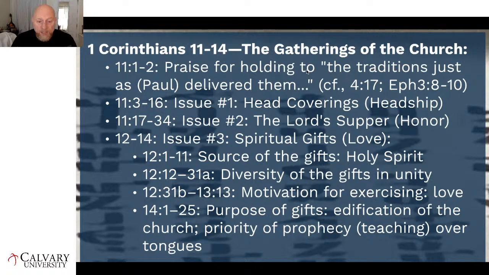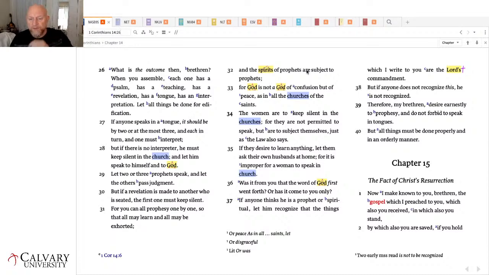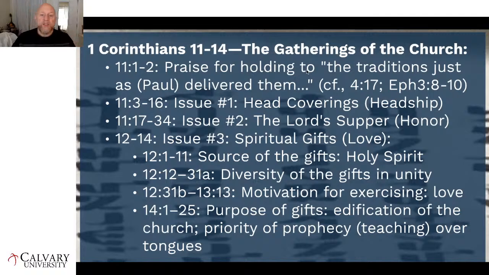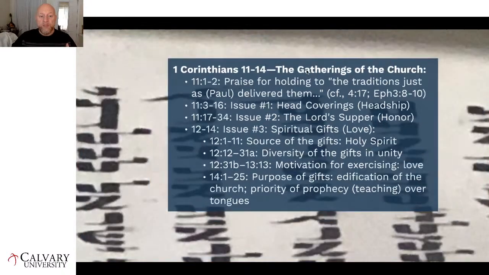And then chapter 14 is about the purpose of gifts, and that is the edification of the church, the priority of prophecy over teaching, the priority of prophecy over tongues, and just the need for what he calls, if you look at verse 40, "but all things must be done properly and in an orderly manner." Okay, so this is what's happening in the gatherings of the church. This is Paul addressing the problems in the Corinthian gatherings.